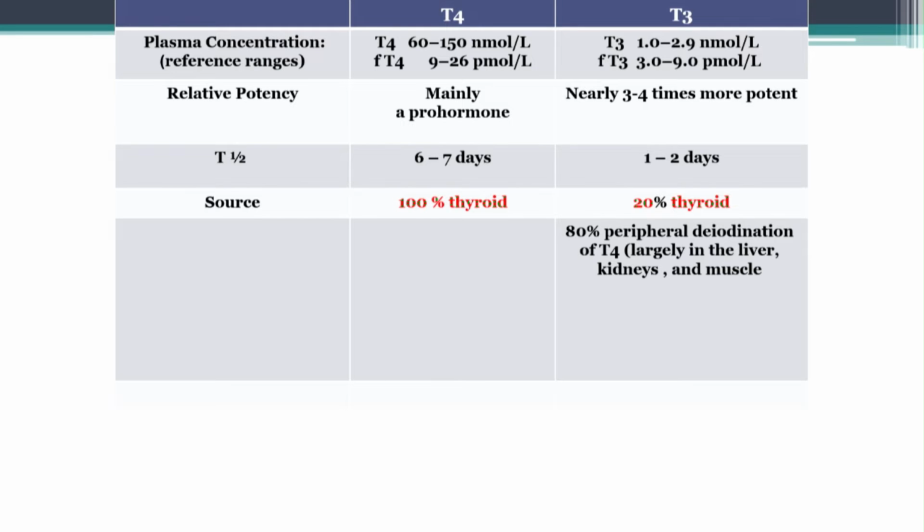The source of the T4 is 100% from the thyroid gland, while the T3 is only 20% from the thyroid gland, while 80% is from peripheral deiodination of T4, largely in the liver, kidney, and muscles.